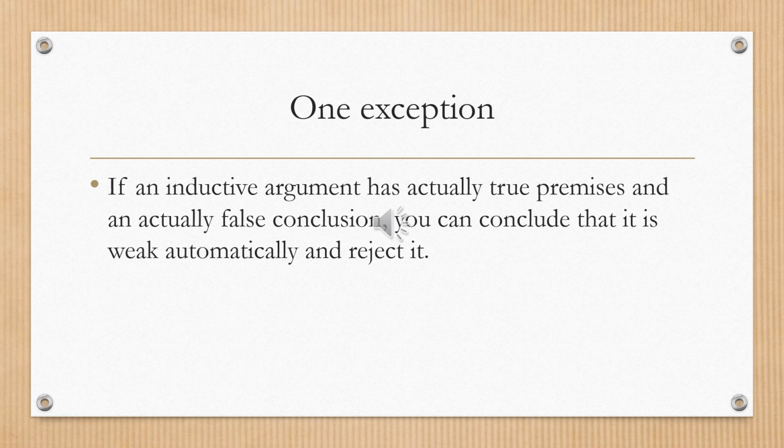And so therefore, when you have just this one configuration of actual truth values, actually really true premises, and a really false conclusion, you can conclude automatically that an argument is weak and then reject it. All other configurations of truth values really don't matter. This is the only one that we need to pay attention to, and I will emphasize this as we go through some of the exercises in those cases where it becomes relevant.